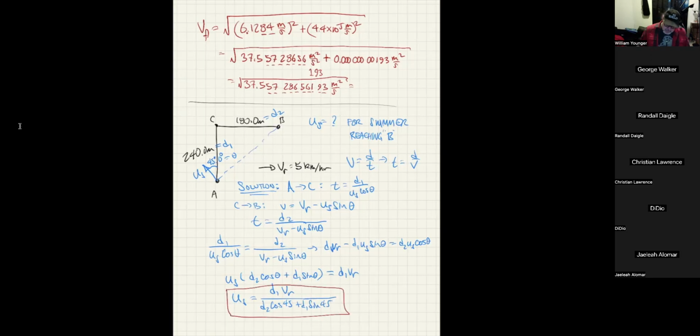Remember D1, of course, is 240, and D2, of course, is 180. And of course, V river is 5.0 kilometers per hour, which you can convert to meters per second if you want, or you can just leave it all in the same units. So that's it. It's 6:40. We're done with that problem.